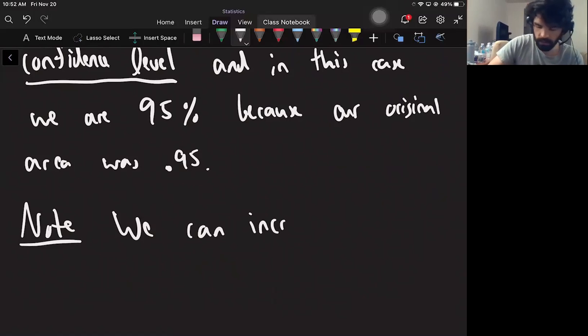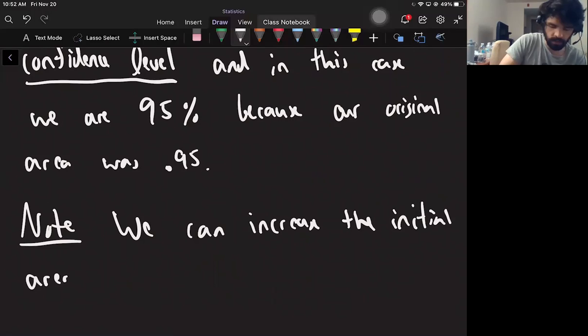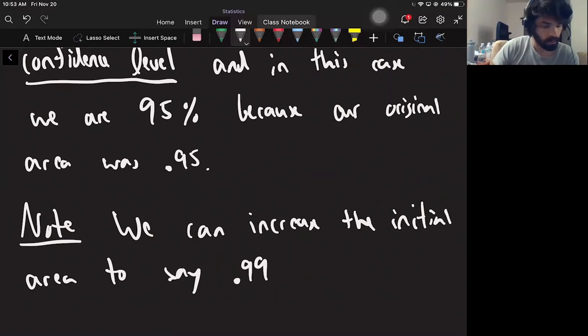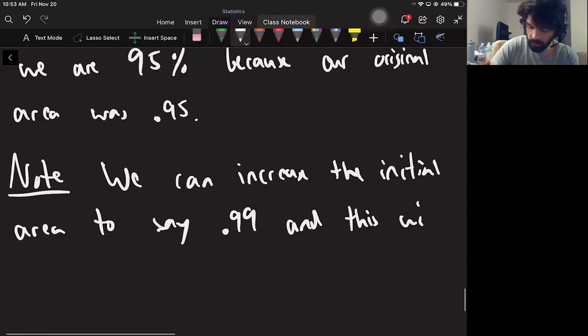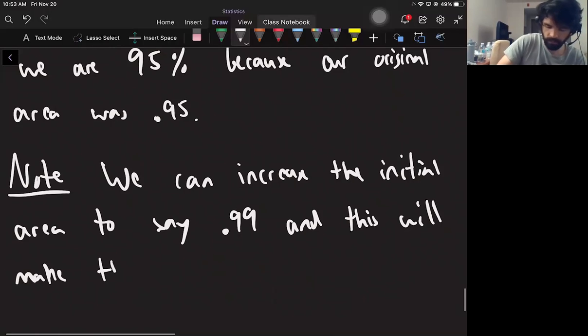So we can increase the initial area if we want. So it seems like a good idea first, because of course you want to be more confident. So maybe I'll increase it to say 0.99, but it'll have a drawback. So this will make the confidence interval wider.